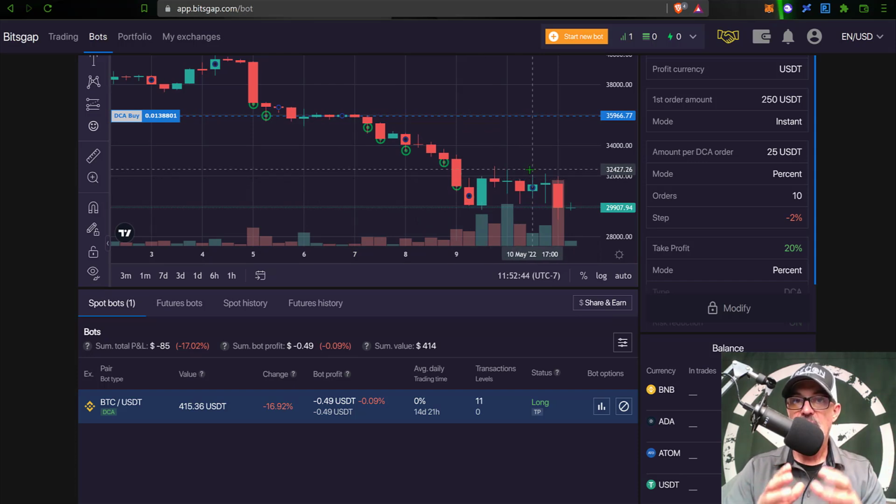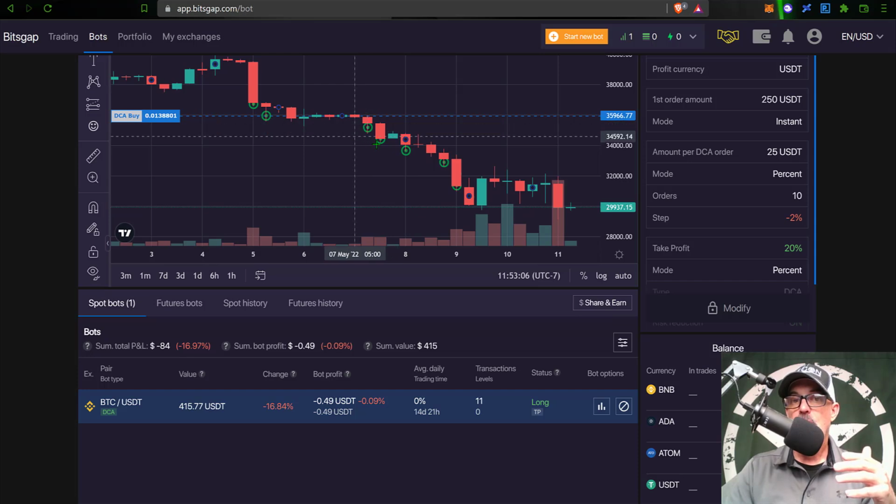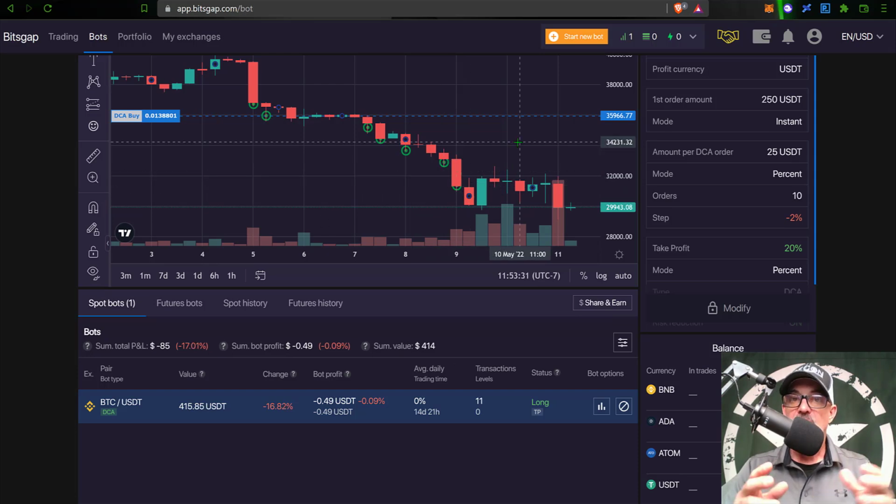In reality, I think this bot could be improved if Bitsgap actually set it up where each time you bought more, not the same amount each time. So if you bought, say, $10 worth of Bitcoin here, the next time you'd want to buy 20, then you'd probably want to buy 40, 80, 160, 320, and so on. That is basically the way I do it manually now.